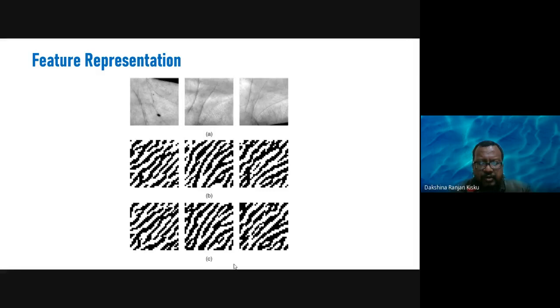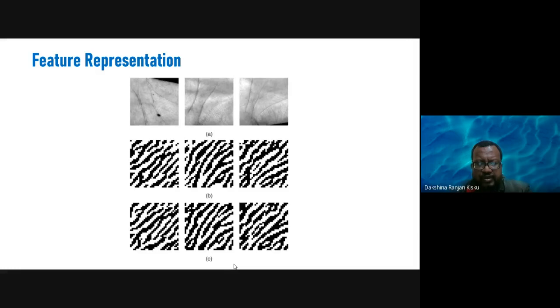Now, if we process this Gabor filter for a palm print image, then we can see here we have three different palm images in figure A. In figure B, we have the real part of the corresponding palm images. So here you can see that the corresponding palm images are being represented by the real part and imaginary part. We can also obtain the imaginary part in figure C of the corresponding palm images.